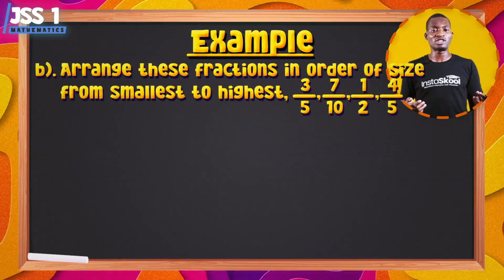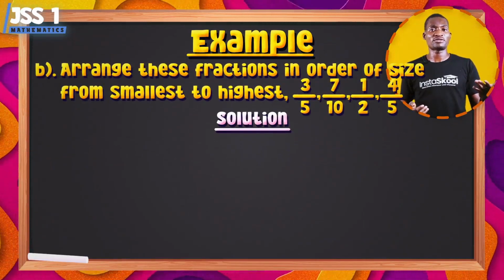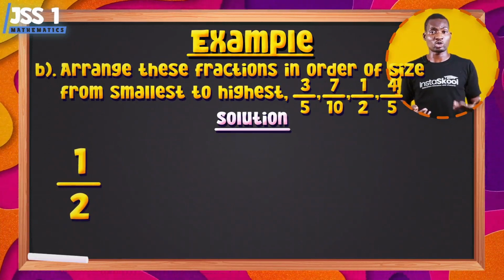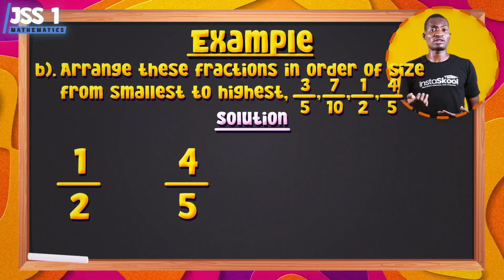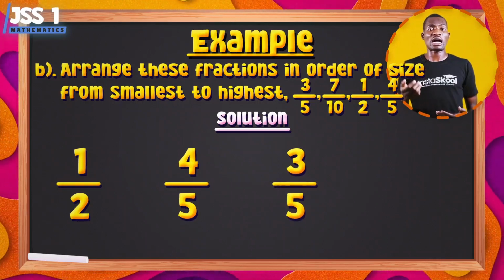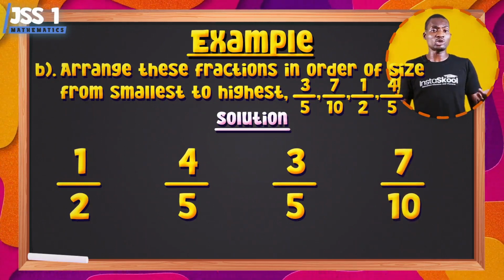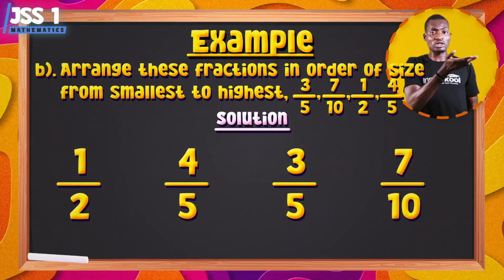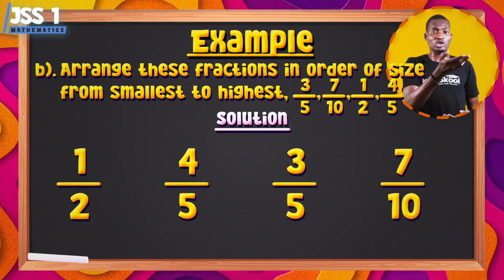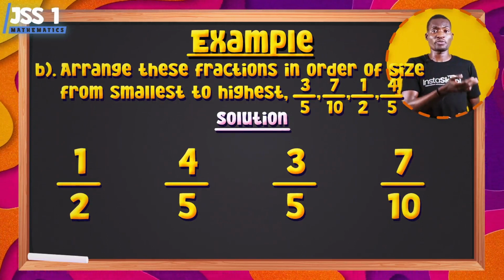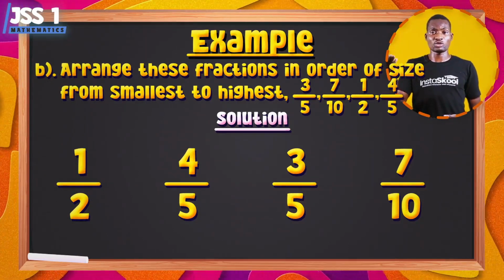We want to arrange the following fractions to see which one is greater. The first fraction we have is 1 over 2. The other fraction we have is 4 over 5. We also have another fraction, 3 over 5. And the final fraction we have is 7 over 10. So how do we know which fraction is the greatest, followed by the next and the next? The fractions again are 1 over 2, 3 over 5, 4 over 5, and 7 over 10.